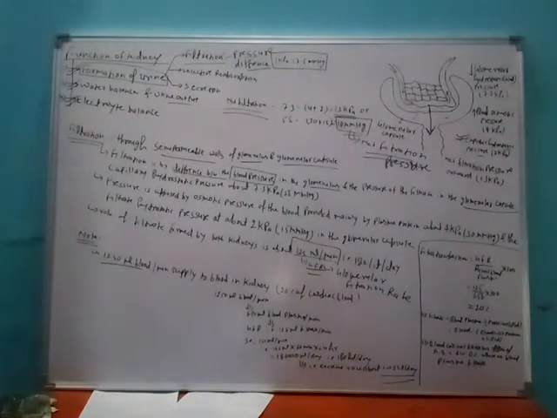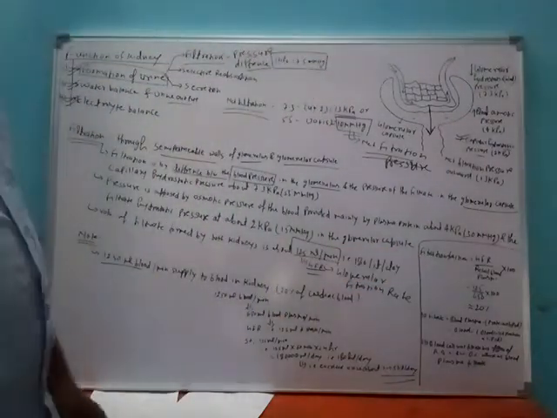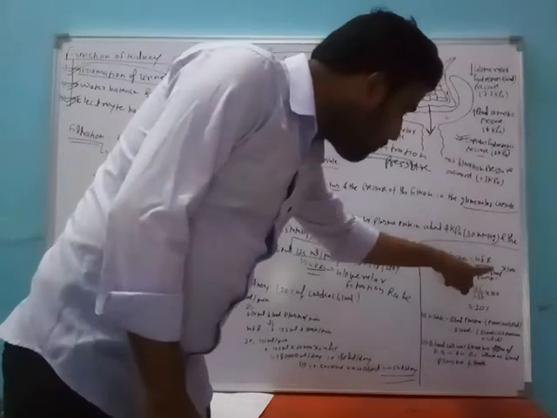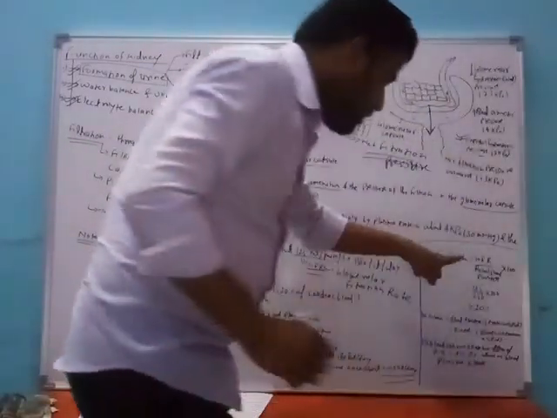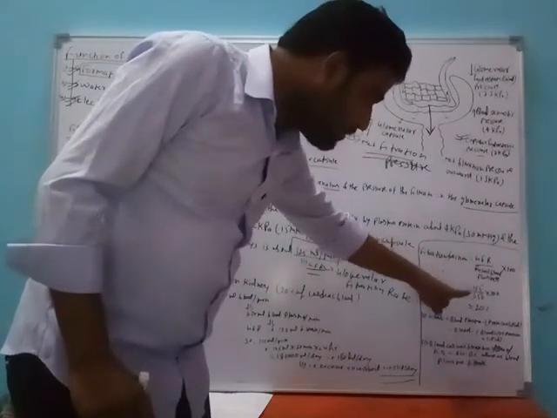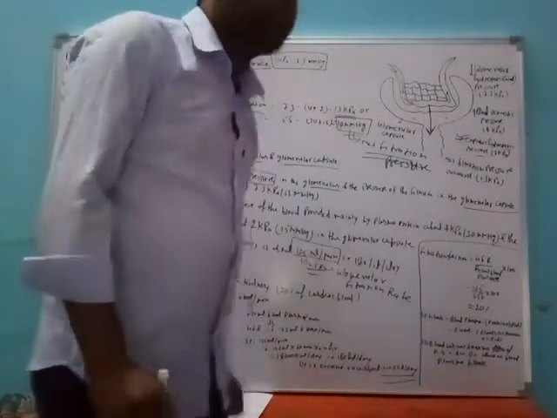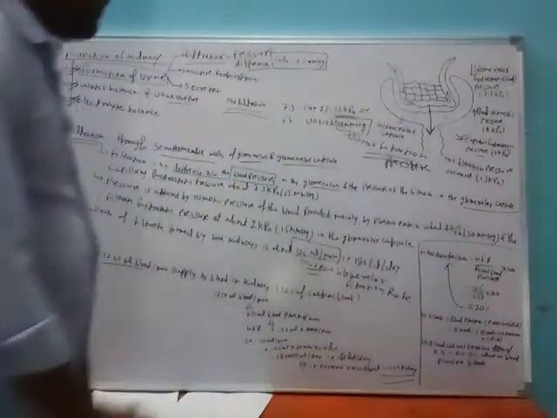What is the filtration fraction? The filtration fraction is equal to glomerular filtration rate upon renal blood plasma flow into 100. So glomerular filtration rate 125 upon blood plasma 650 into 100 is equal to 20%. This 20% is the filtration fraction.